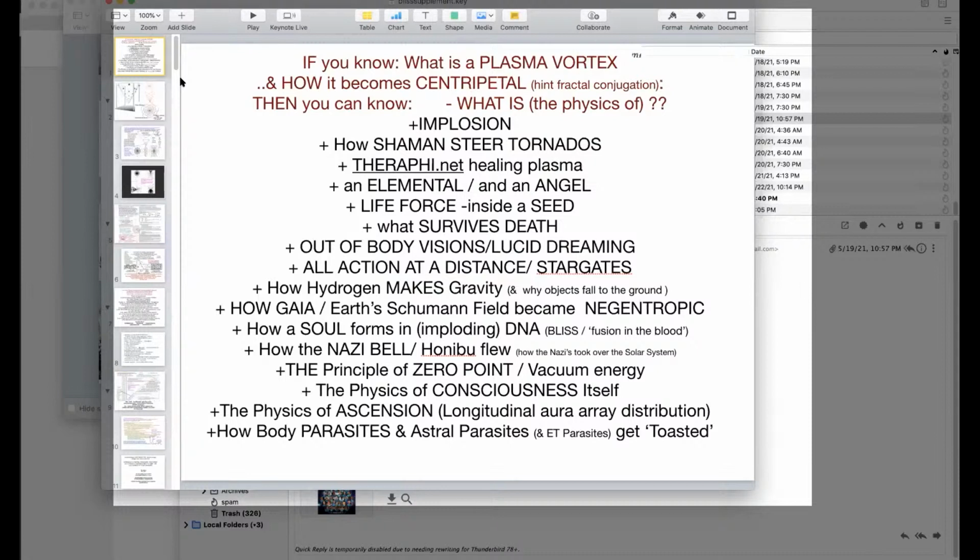So now you understand how a plasma vortex can get centripetal, because it can implode through Planck, accelerate through the speed of light at the Planck threshold.